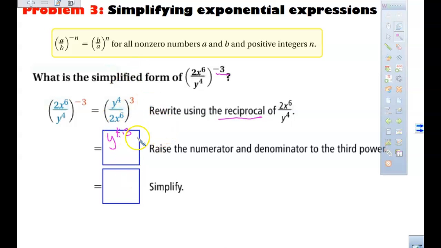It's hard to read in that space. I'm going to write it over here to the side so you can see it a little better. Y to the 4th times 3. In the denominator, I have to take 2 to the 3rd, not 6, right? And x to the 6th times 3. So this was my y to the 4 times 3. I'm going to multiply. And I think it's really helpful to just show that you are multiplying here. 3rd power, 6 times 3.